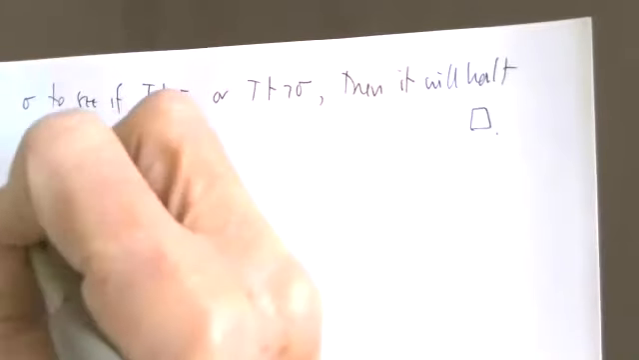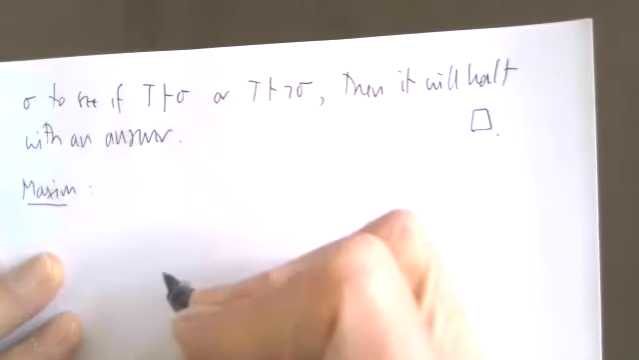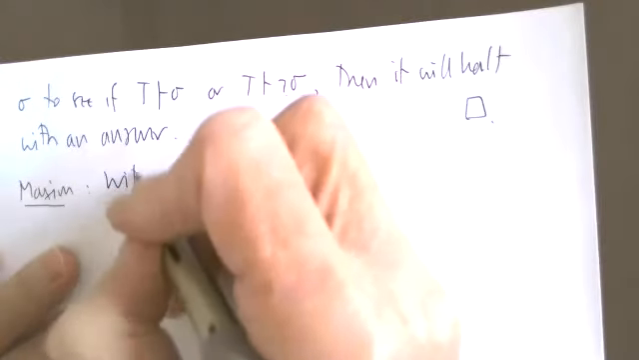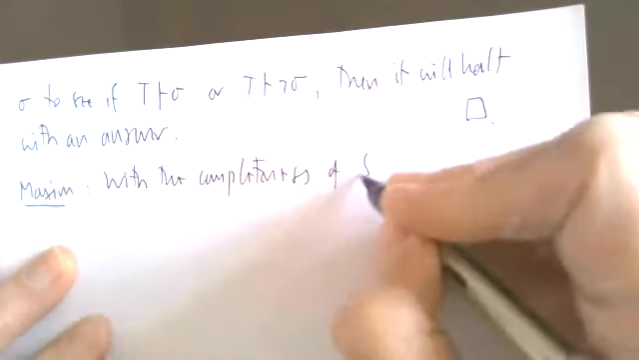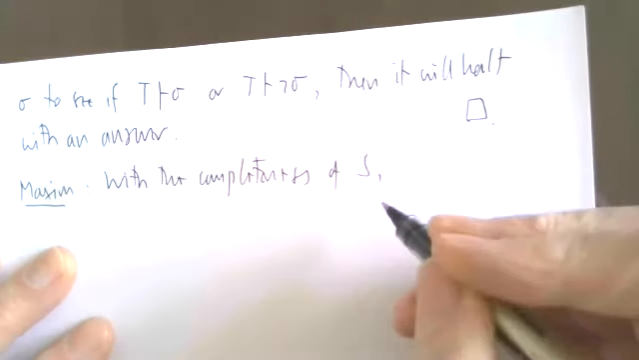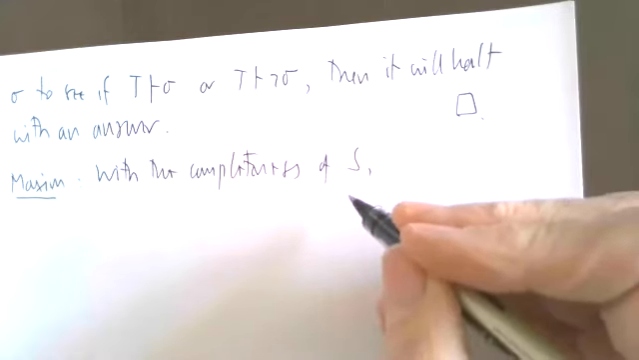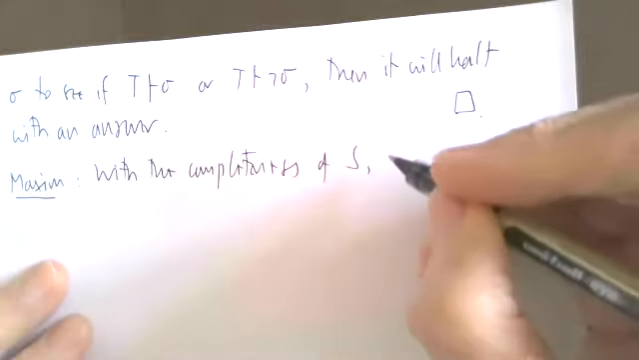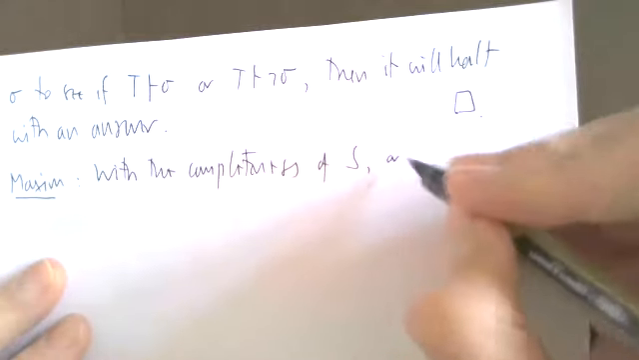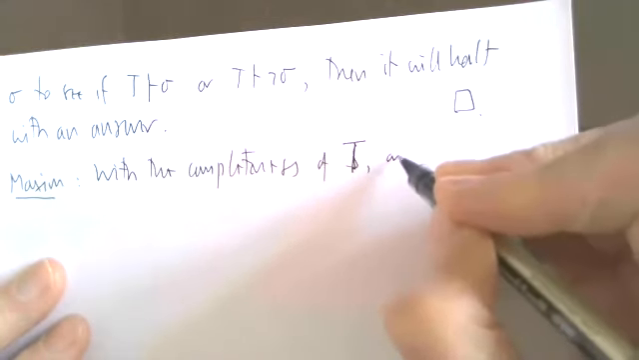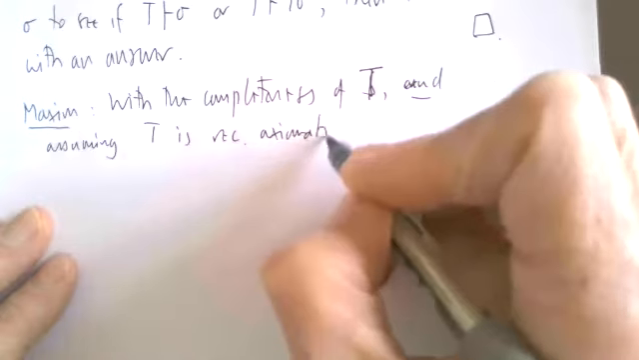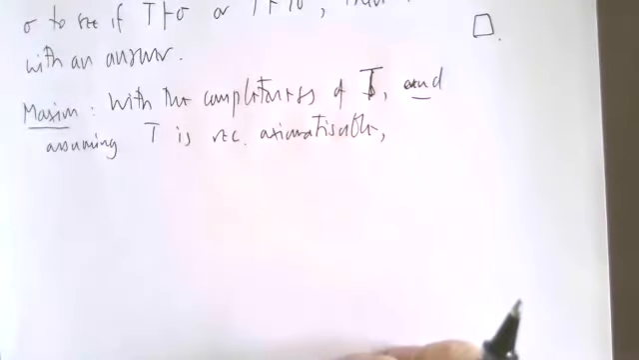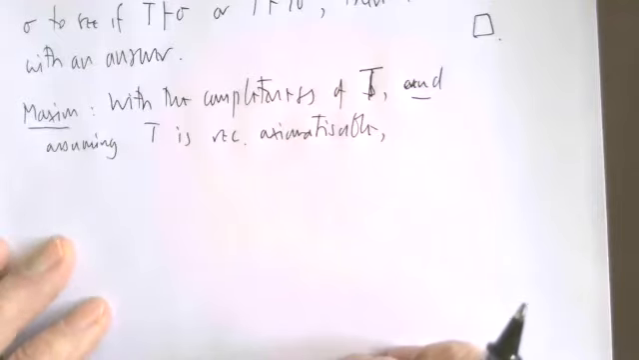So the slogan, the maxim, is: the completeness of S, or of T, I mean, we say also T is complete if the set of its consequences is complete in this way. So the completeness of T, and assuming T is recursively axiomatizable, we indeed have a test for theoremhood in T.